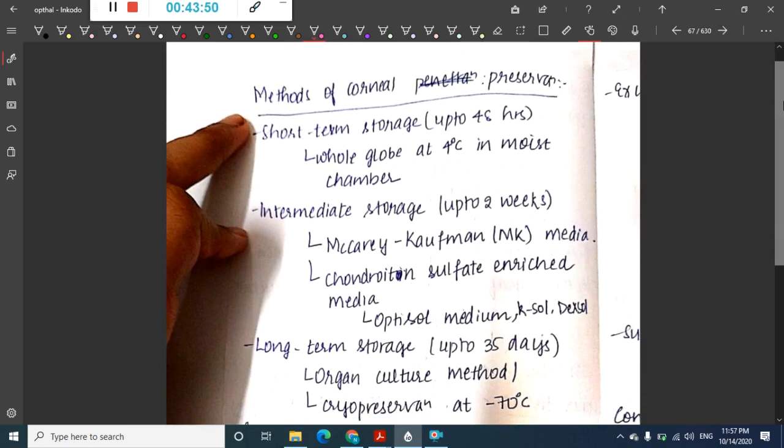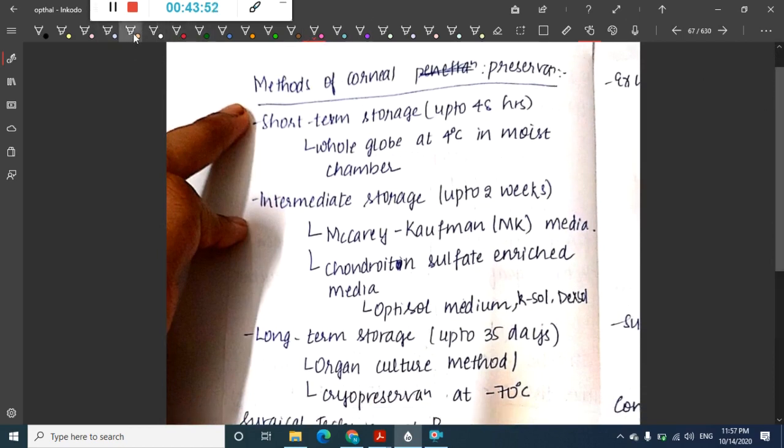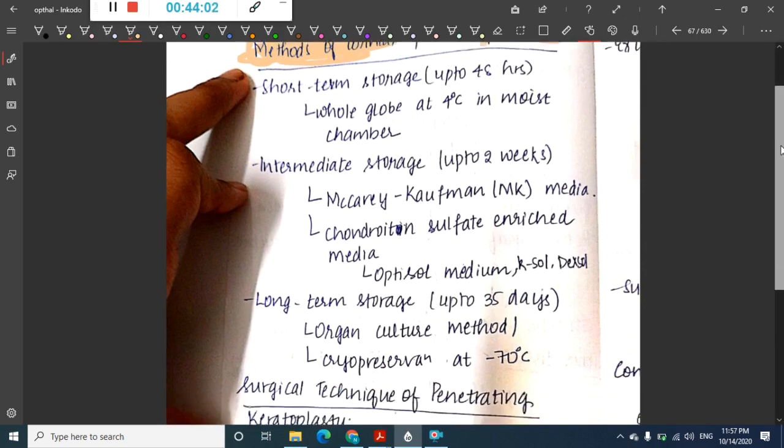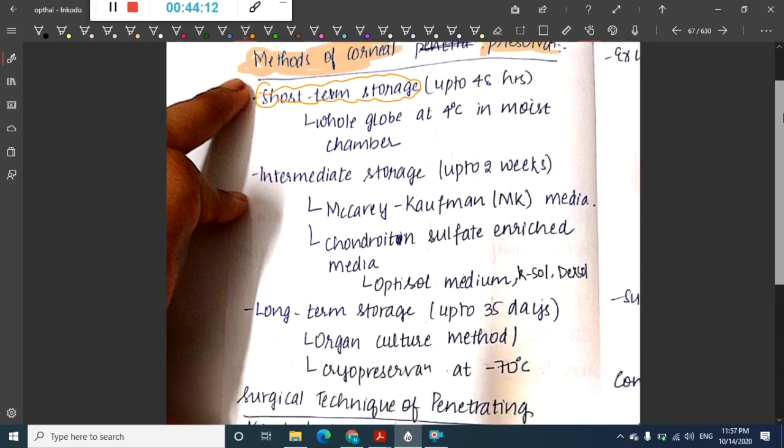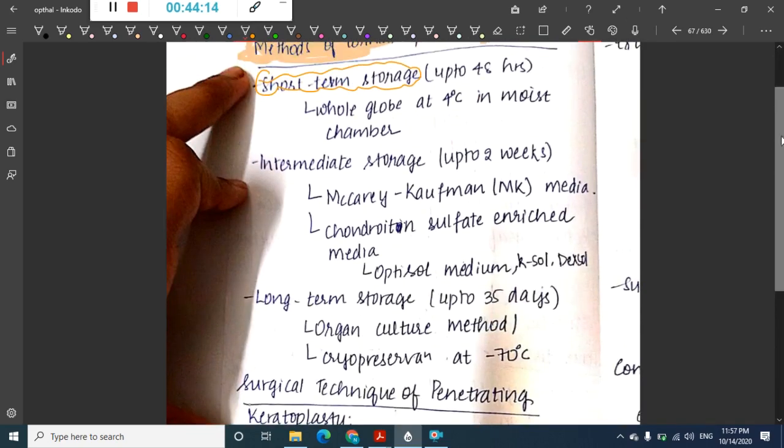Then once you have got the corneal tissue, now you will have to see the methods of preservation of corneal tissue. Corneal tissue can be preserved by the following methods. One, we have short term storage of corneal graft, where the globe is put at 4 degrees Celsius in a moist chamber. Then we have intermediate storage for up to 2 weeks.